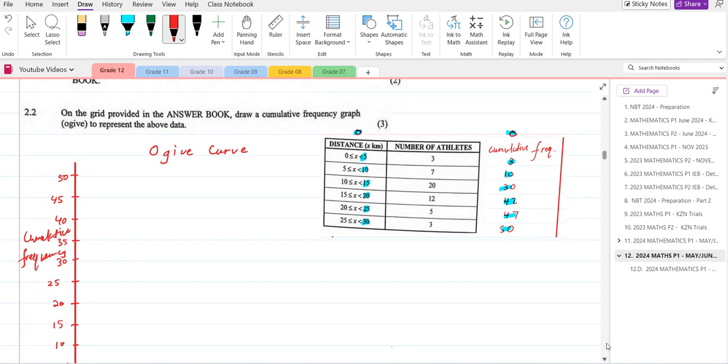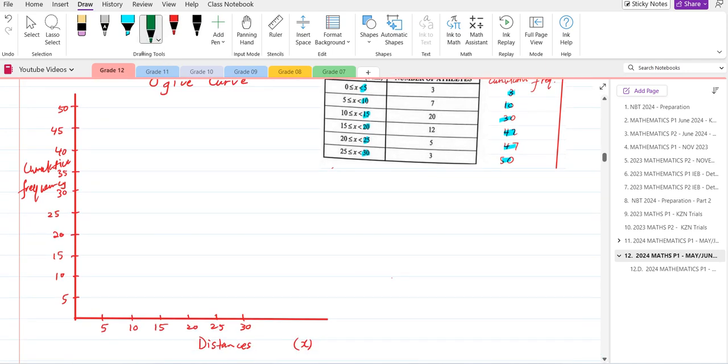Now, the first point is 0, 0. So we put 0, 0 here. The next point is 5 and 3, right here. Next point is 10 and 10, should be on the line. Next point is 15 and 30. X value is 15 and 30. So there's a big gap here, a big jump. Just trying to get it in line with the 15.